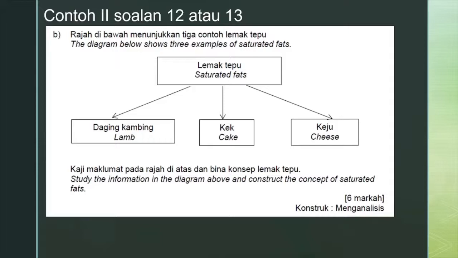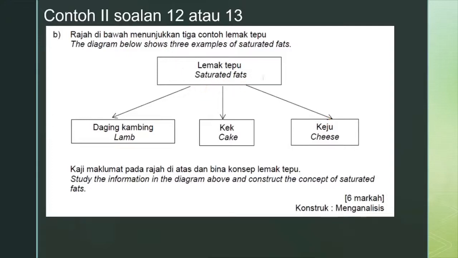Okay, soalan seterusnya. Rajah di bawah menunjukkan 3 contoh lemak tepu. The diagram below shows 3 examples of saturated fats. Lemak tepu, saturated fats. We can see the diagram. Kita lihat pada gambar rajah ini. Lemak tepu. Kemudian ada anak panah, daging kambing. Yang kedua, kek. Dan yang ketiga, keju.